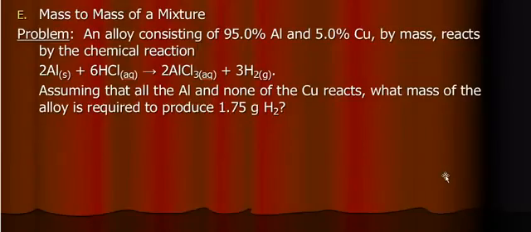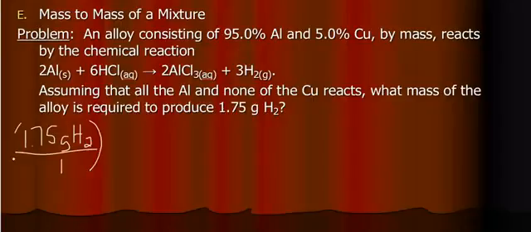Okay, mass to mass of a mixture. We have an alloy that consists of aluminum and copper, but only the aluminum reacts, none of the copper. So you'll see copper's not even in the balanced chemical equation. What is the mass of alloy required? We're going to start with 1.75 grams of hydrogen. Since the only thing that reacts is aluminum, I need to go back to aluminum first. So I've got grams of hydrogen. We're going to do grams to mole.